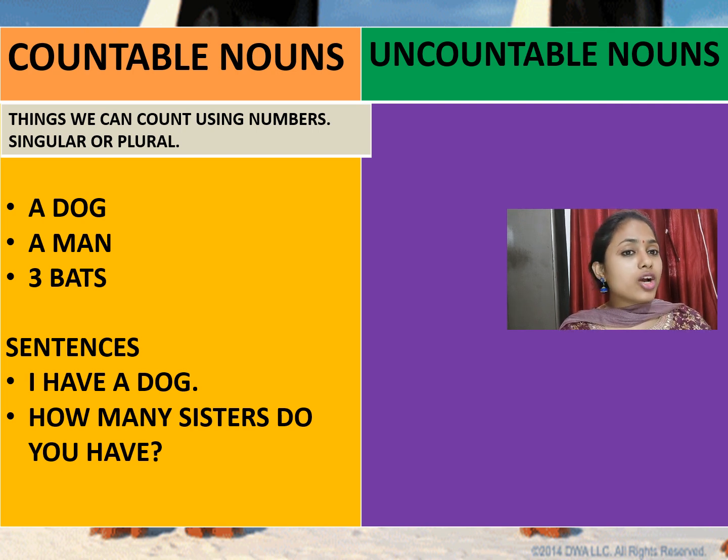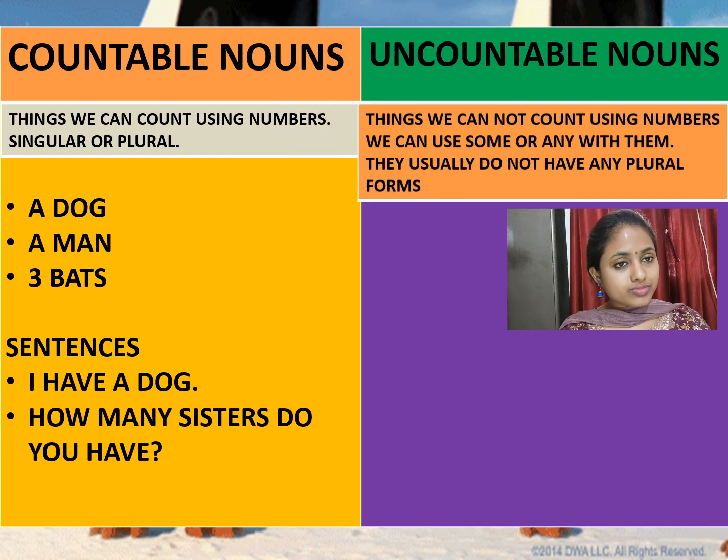Let's move to uncountable nouns. The name is suggesting the definition. Let's see the definition then. Things we cannot count using numbers. Easy. We can use some or any with them. Now, I'm moving forward to the next one. Don't panic, I'm not skipping that. We will deal with any and some at the end, right?